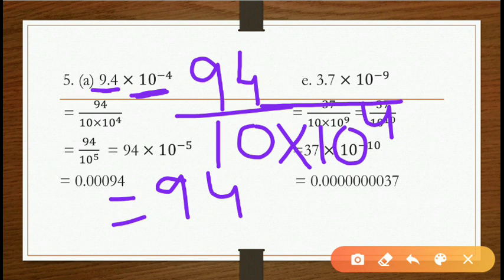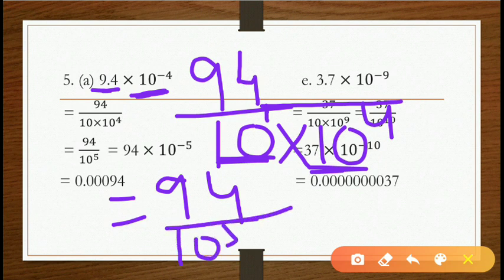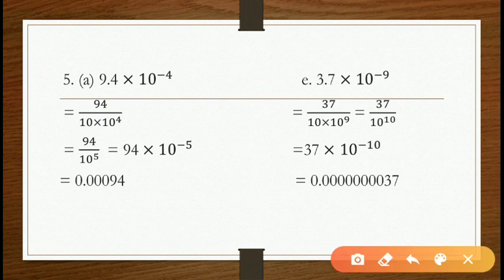Now this 94, here the bases are the same, so the powers will be added. The power of 10 is 1. If no power is given, the power will always be 1. Here the power is 4. Now both will add and give you 10 to the power 5. Here, 10 to the power 5.